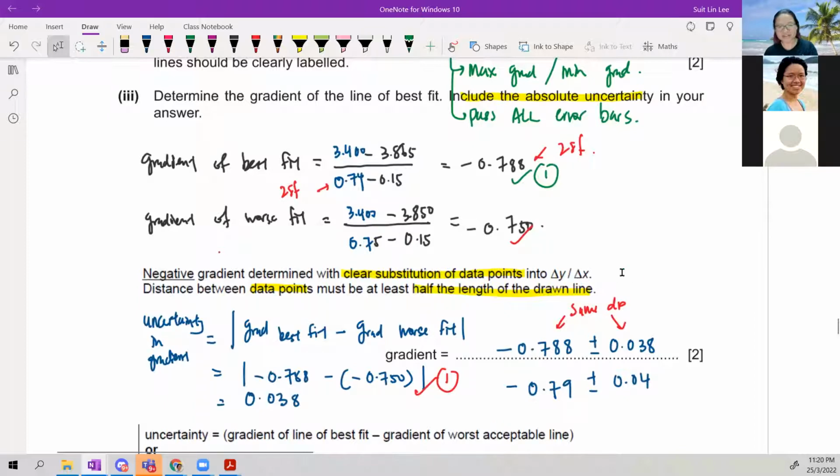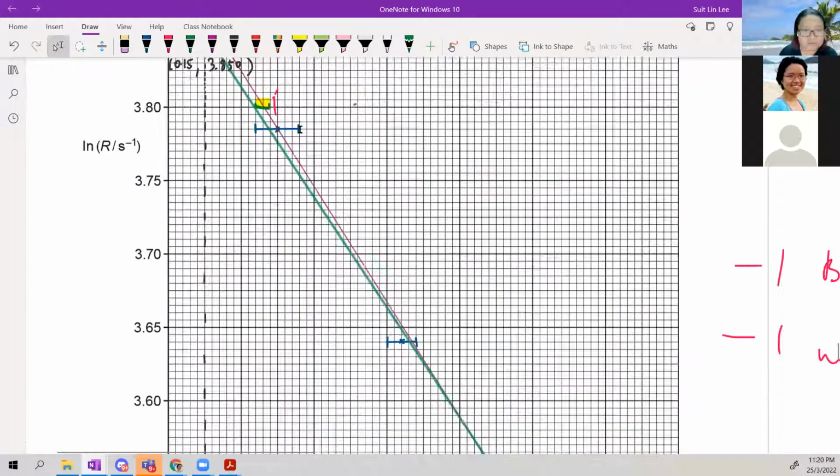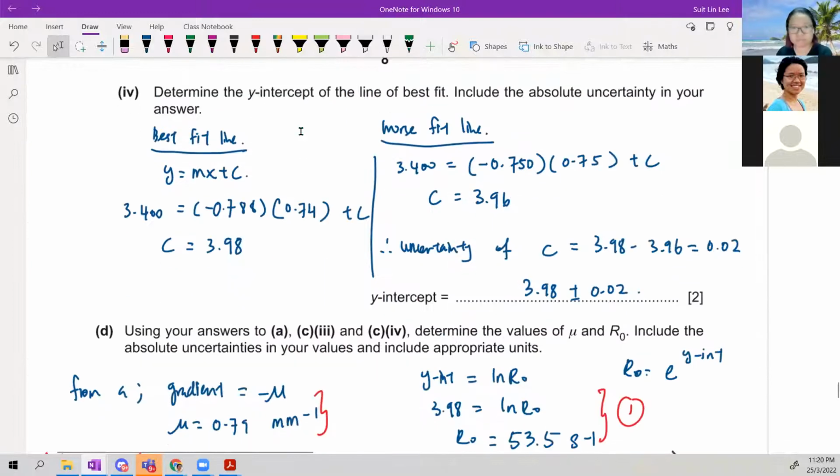That's why they never even give any answer. They didn't say, oh, the gradient should be around. Sometimes they will give that answer as a guide to the examiner. But this one, they never give them. They didn't say any value, or any value also, your value.